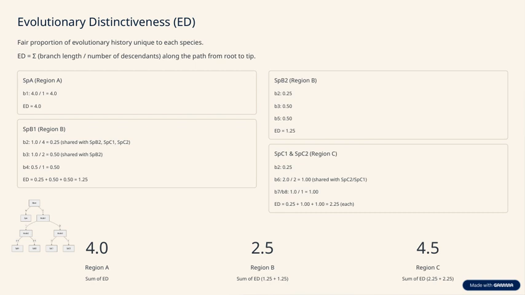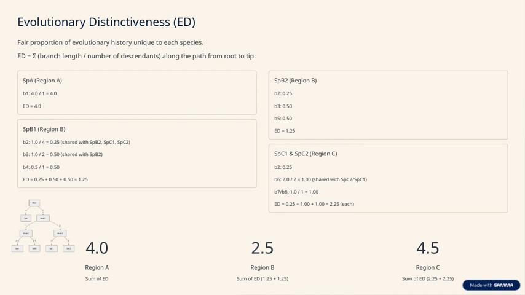Let's look at region A first. Species A1 has a branch length of 4, and since it's the only descendant, its ED is simply 4. That makes sense because it has unique evolutionary history. Moving to region B, we see species B1, B2, and B3. For B1, the branch length is 4, and since there's only one descendant, its ED is 4. For B2 and B3, the branches are shared.